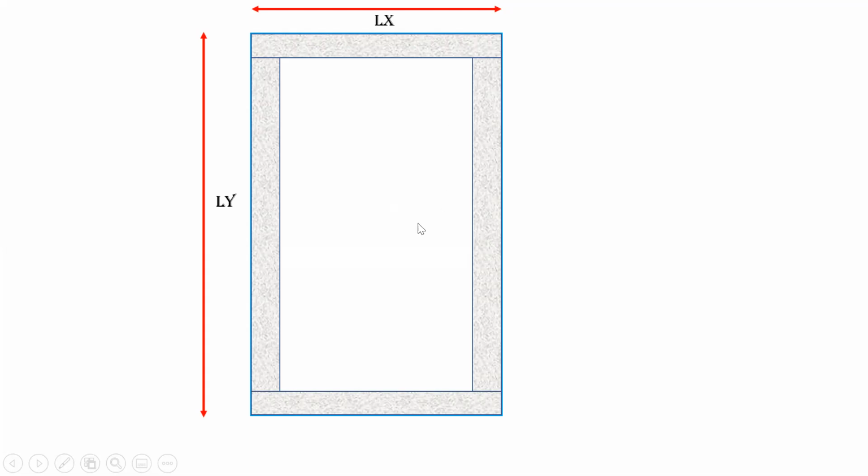So how is this slab going to bend? Again, as we understood, if a slab is supported on all four edges, then the bending always happens along the shorter direction. Here LX is the shorter direction. So that is why the bending will happen only in the LX direction. This is how the bending is going to happen.